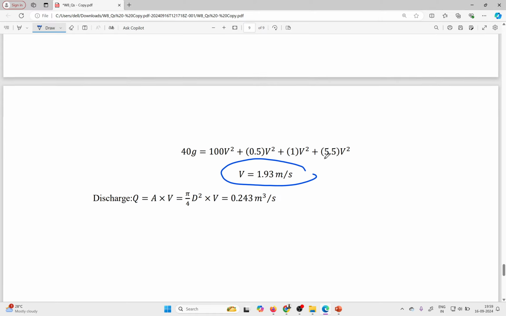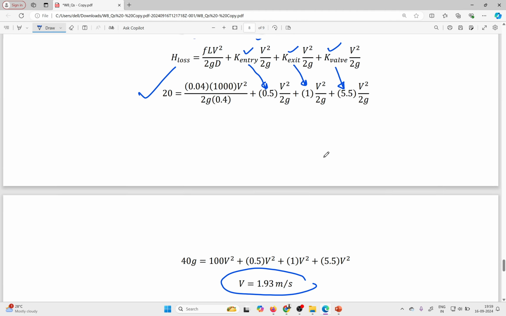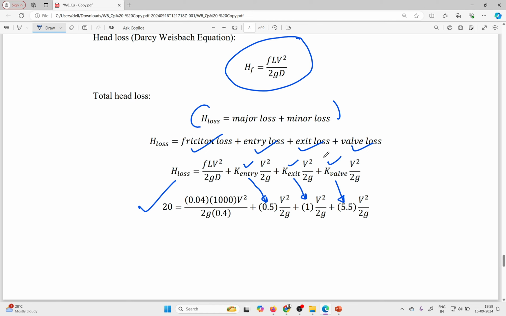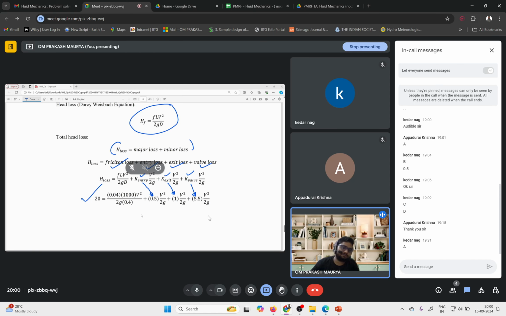I hope you got what I am trying to say with this question. Always remember the loss may be major or minor; loss will always be there. But the question must clearly state whether you need to consider the minor loss or not. Here in this question we need to consider minor loss, and always remember the loss coefficients for entry, exit, and the valve.